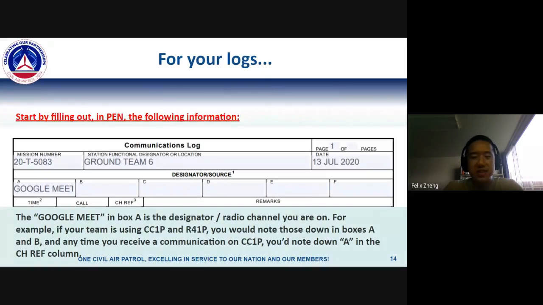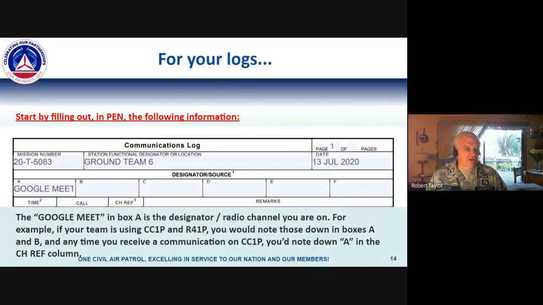Ditto marks for channel reference? I mean, just write the actual letter. So in the example, if it's CC1P, just write an A. If it's R41P, just write a B. It's not much more work. Felix, let me say something too. Also, especially on a ground team, you may not be able to get out on a radio. So for one of those designators you could put in cell phone. So if you're keeping a log of your communication, even if it's through a cell phone out in the field.